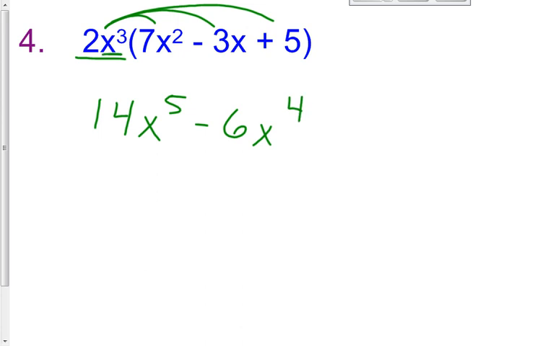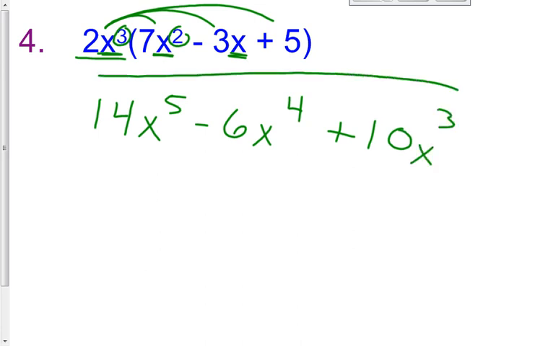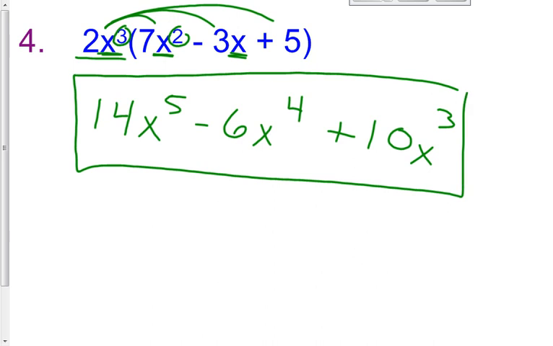Remember, class, when we have common bases here and here, all we do is we add their exponents. So that's how I got the 3 plus the 2 gives this 5. And I have the 3 plus x to the first giving us this 4. And then the last term, we have 2x cubed times the positive 5. 2 times 5 is 10, and then the x cubed comes along with it. So there's my answer as I distribute the 2x cubed.